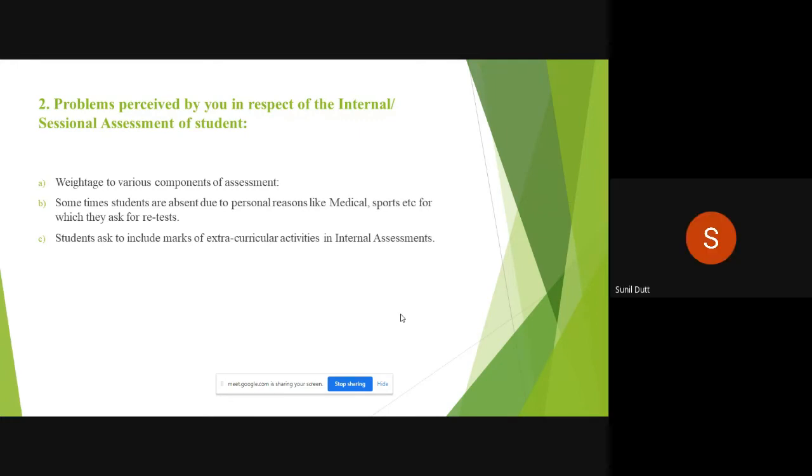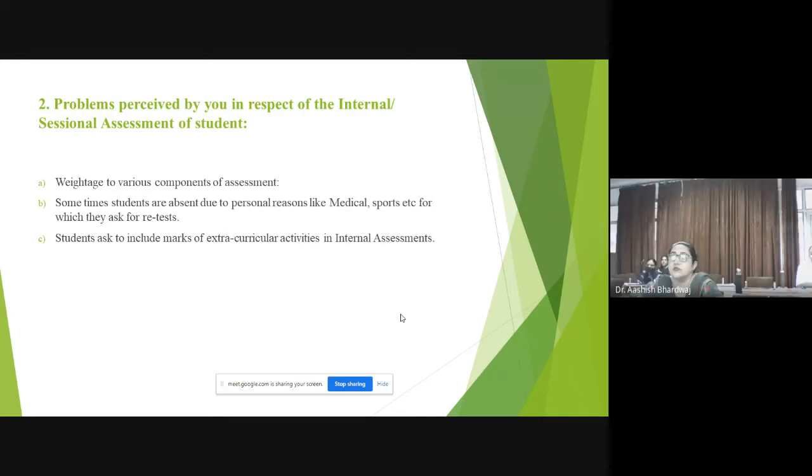So the weightage given to components of assessment. What are the various components of assessment? Sir, for example, for the theory paper, we have 25 marks for the theory exam. So we have 10 marks, 10, 5, 5, divided by criteria.